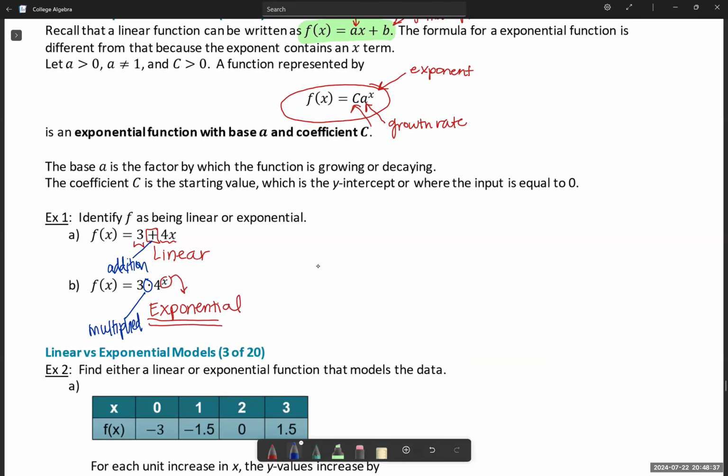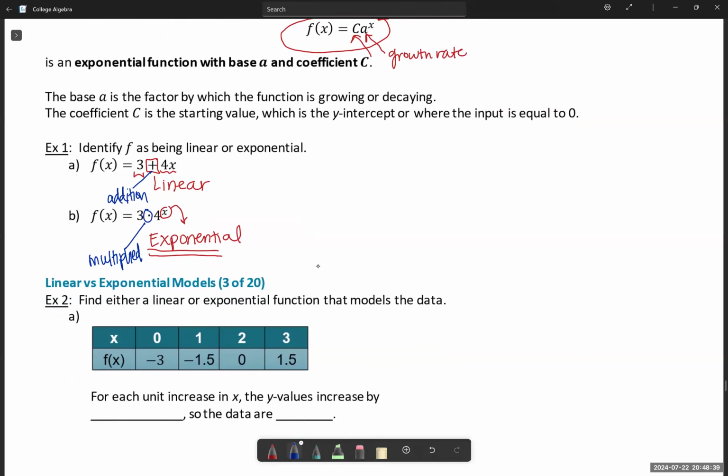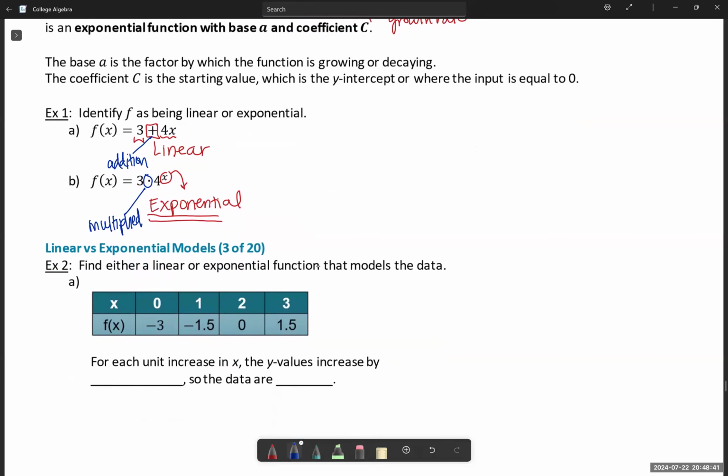Another way to see this is that when you have repeated addition, that's how we're going to have our slope realized. You're just adding the same value over and over and over again. But when you have repeated multiplication, that growth is so much faster. And that's when our exponentials come in.